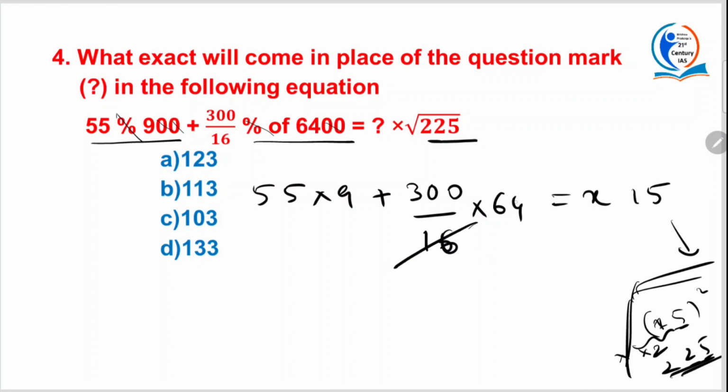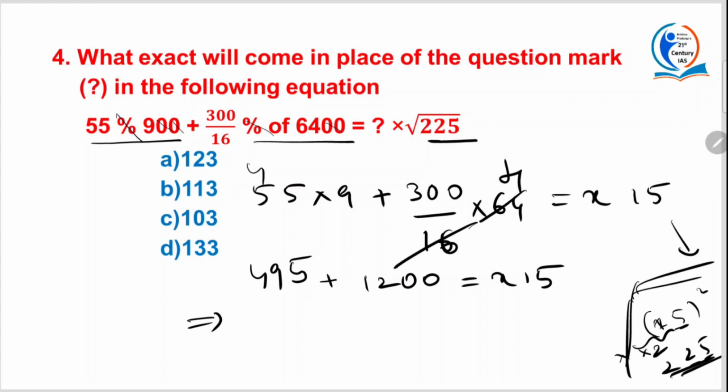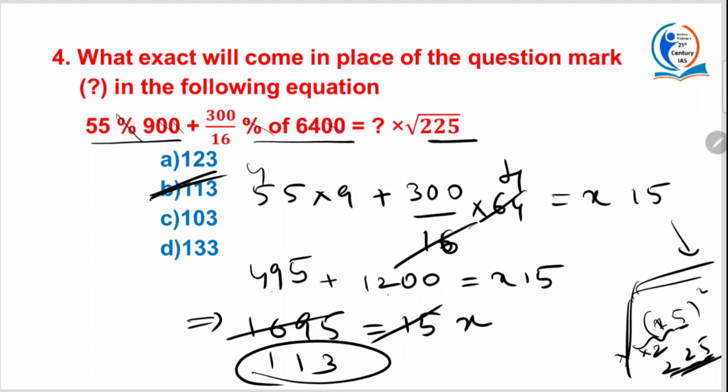Alright. So 16 4s are 64. Now what is 55 into 9? It is 5 9s are 45, plus 4 is 495, plus 300 into 4, it's 1200, is equal to 15x. Now what is 1200 plus 495? It is 1695 is equal to 15x. 15 ones, 15 1s. So 15 threes. So x is equal to 113. B is the answer.